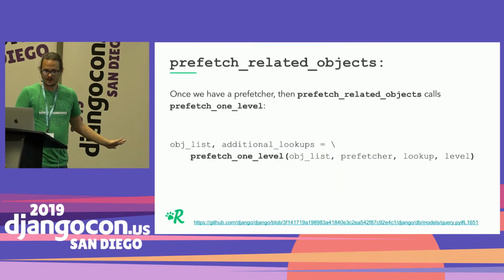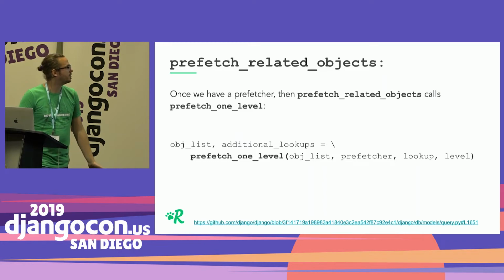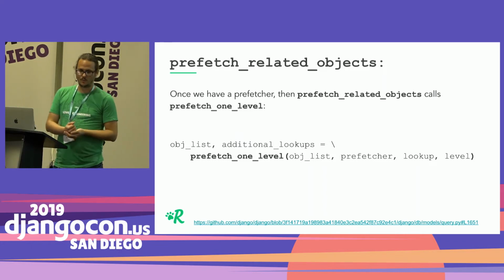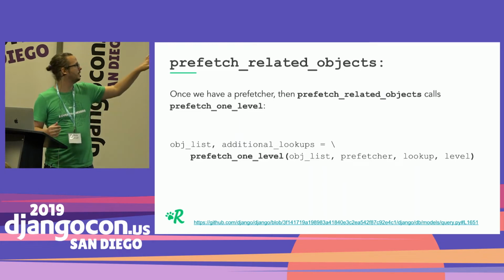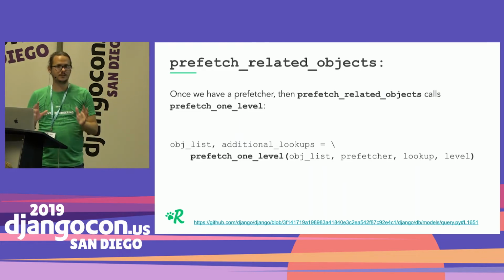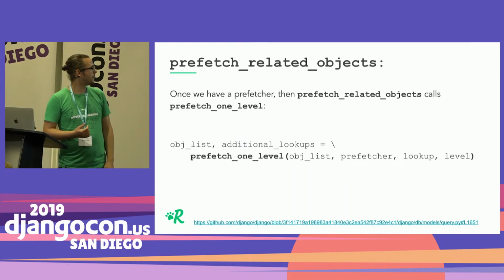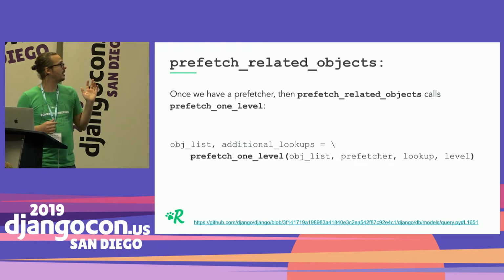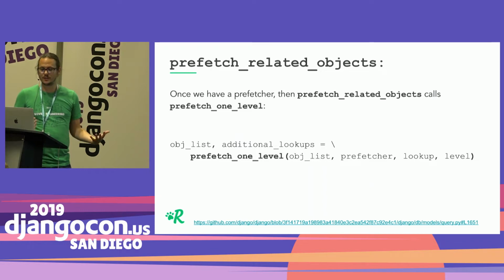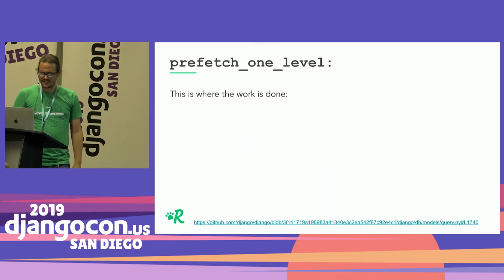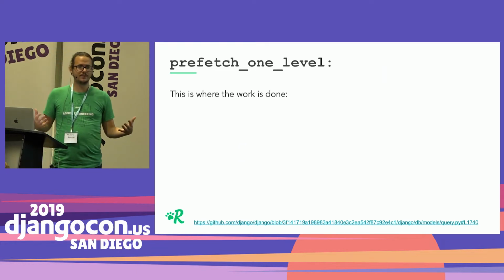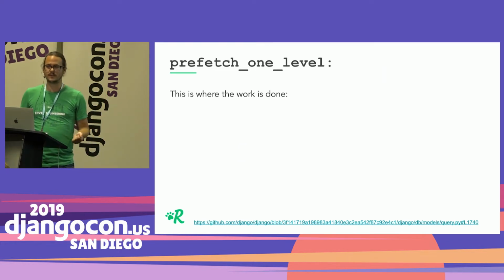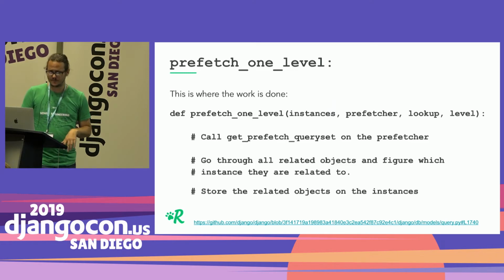Okay, so going back to prefetch-related objects. Now we have a prefetcher. One of the jobs of prefetch-related objects is to find some object which implements get prefetch query set. And then prefetch-related objects calls a helper function called prefetch one level. This is really where all of the work that we care about for the purposes of this talk is done.